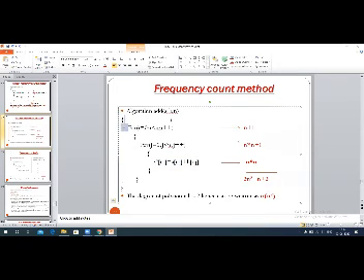Statement means what? This is one statement. This is another statement. This is another statement. All right. And these opening braces are not a part of this program.